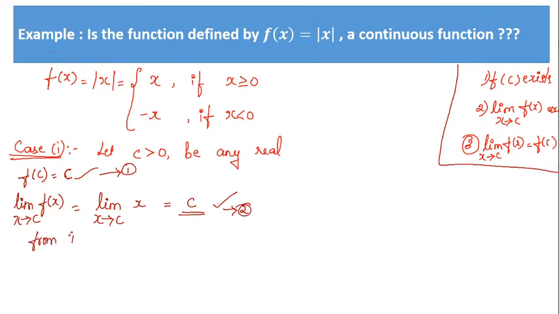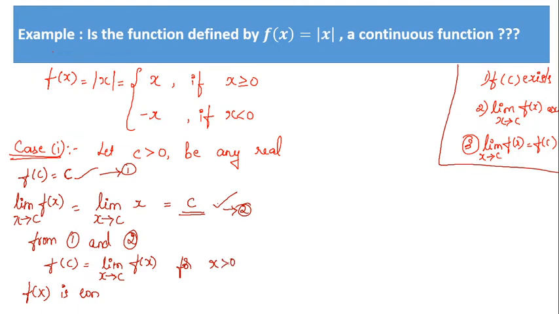Correct? From 1 and 2, what you can see, f of c is equal to limit of f of x as x tends to c. Okay, so now for any c greater than 0, for any real number which is greater than 0, the given function, that is f of x, is continuous. For any x greater than 0, f of x is continuous. So this was the first case.